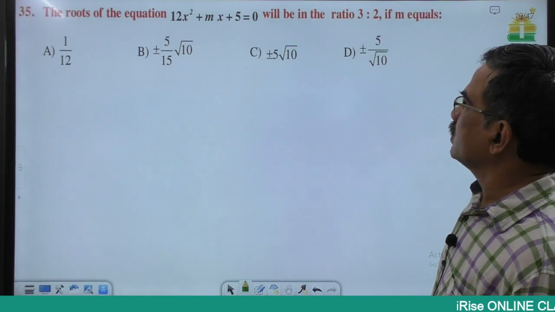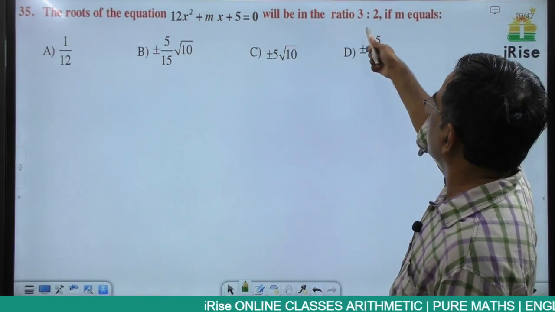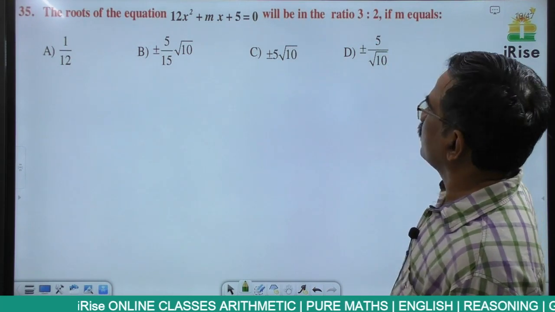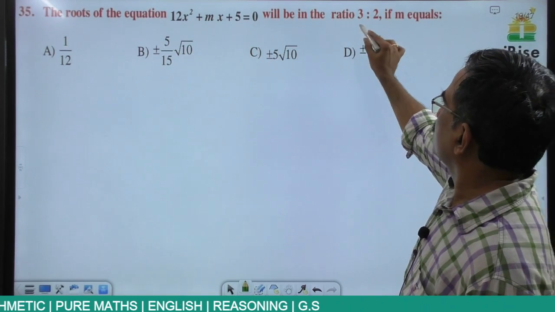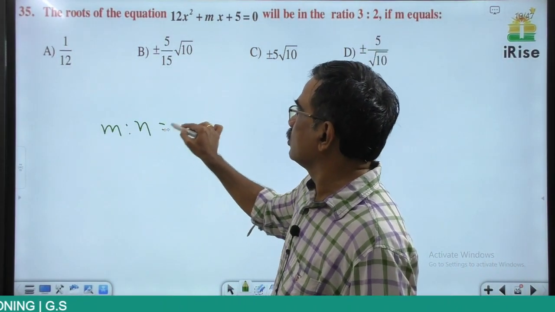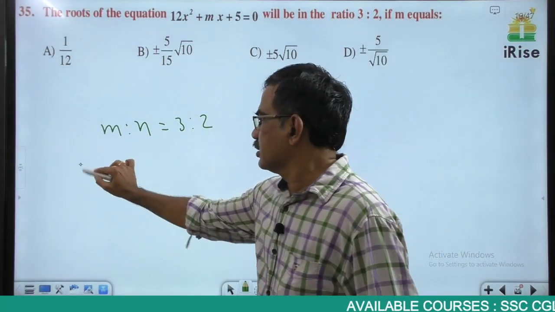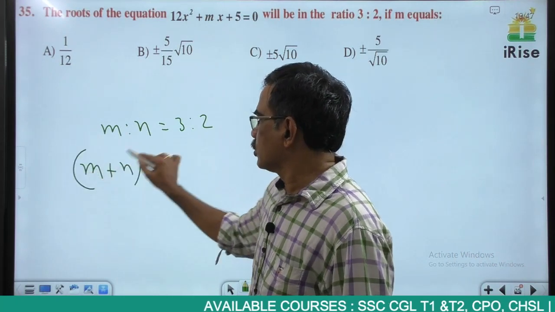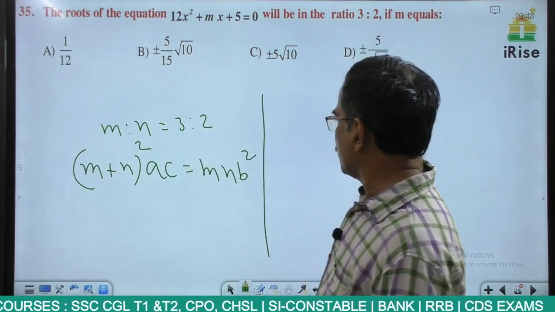The roots of the equation 12x square plus mx plus 5 is equal to 0 will be in the ratio 3:2 if m is equal to. Here, same condition. The roots are in the ratio m:n equal to 3:2. Then the condition is (m plus n) whole square times AC is equal to mn times b square. I want to apply this condition.